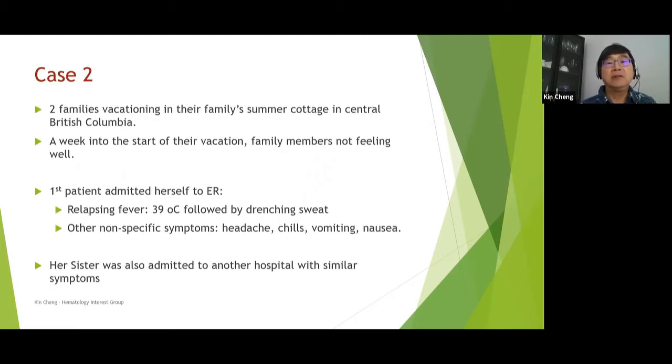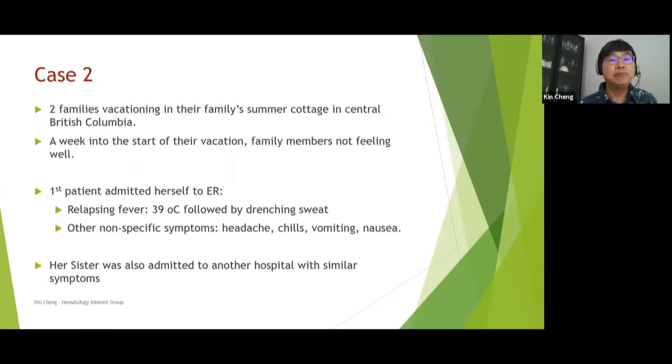So the father went in there a day ahead and cleaned up the place, and the rest of the family arrived. But about five or 7 days into the vacation, the patient did not feel well. The patient had headache, chills, vomiting, and nausea, and she thought, oh, maybe it's just the flu. At that time, there was no COVID, so it was not a COVID case.